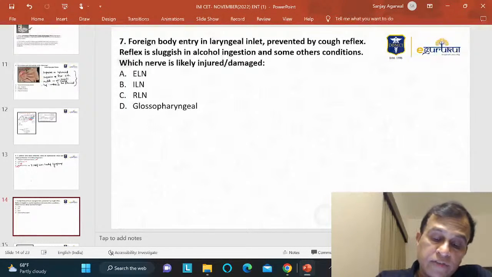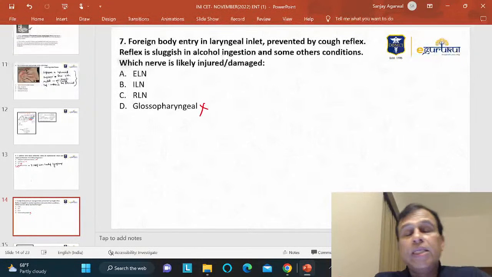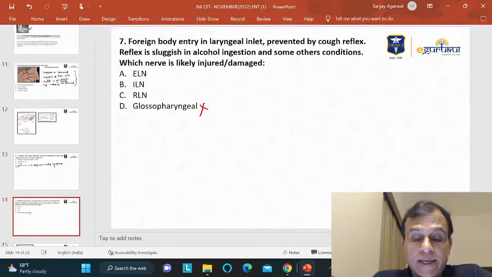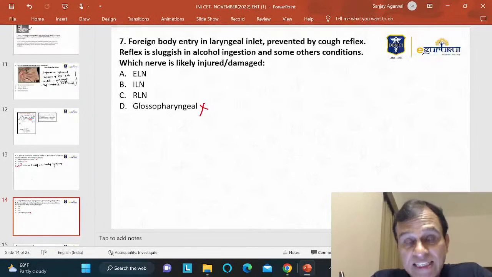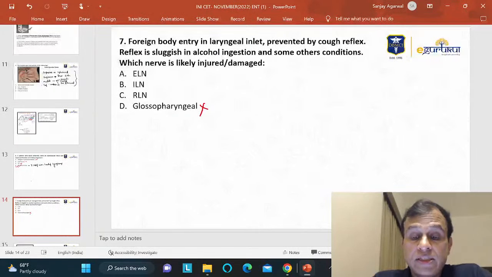Now the glossopharyngeal nerve is out of the question because glossopharyngeal has nothing to do with the larynx. Glossopharyngeal supplies the oropharynx, isn't it? And damage to the glossopharyngeal may cause an absent gag reflex, but it never damages the branches of the nerve that supplies the larynx. So it has to be one of the three nerves, either external laryngeal, internal laryngeal, or recurrent.